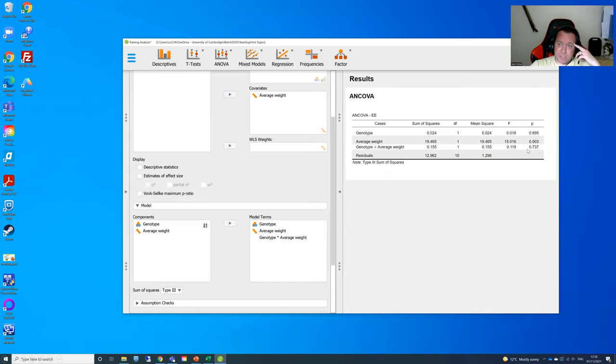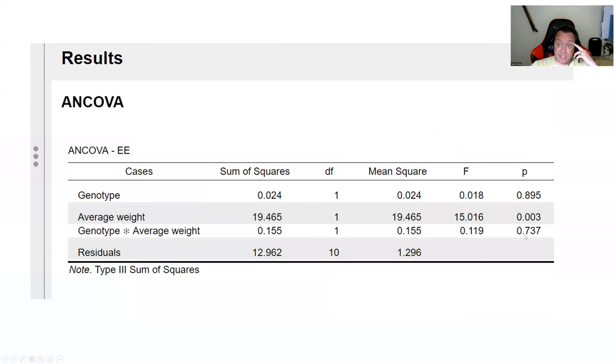And what this shows, therefore, is that there is a non-significant interaction between genotype times average weight. So two parallel lines will give you a p-value of 1 on a genotype times average weight interaction, and lines crossing at 90 degrees to each other, so a perfect cross, that would give you a p-value of 0.